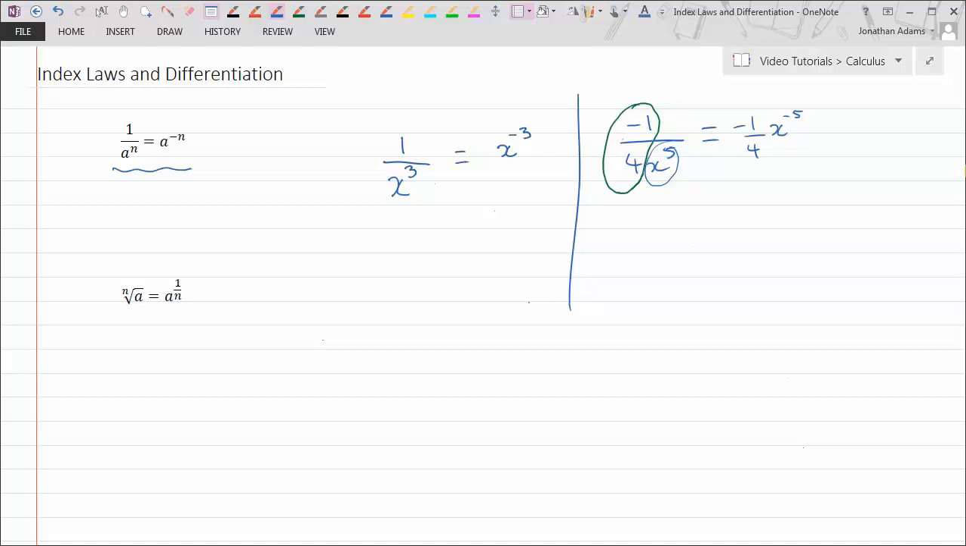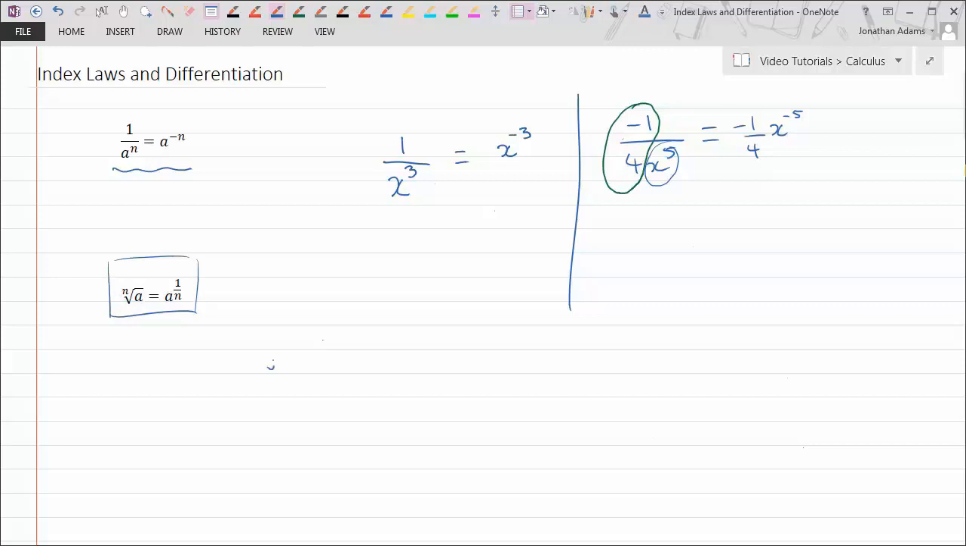Another index law that's going to be useful when we're differentiating is this one here. Okay, this is the index law that allows us to change roots, so square roots, cube roots, and that sort of thing, into fractional indices. Fractional indices we're going to be able to apply the power rule to. These ones we can't really apply the power rule to. So let's look at a couple of examples of ways we could use this rule.